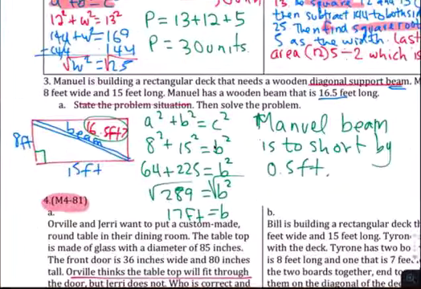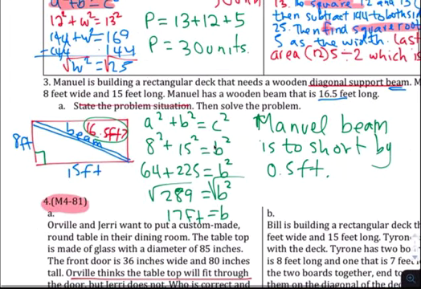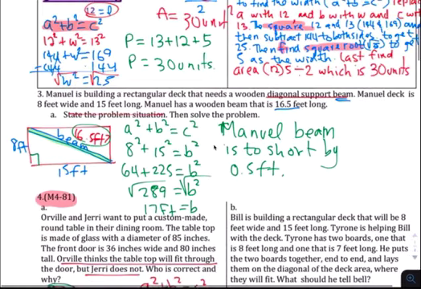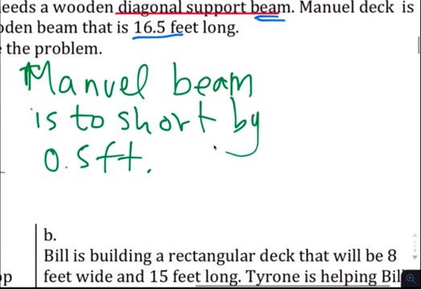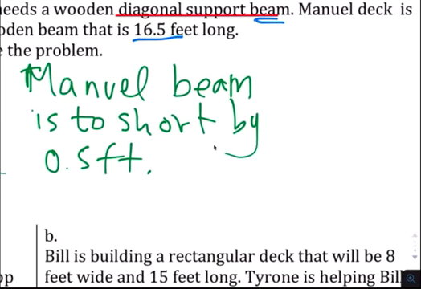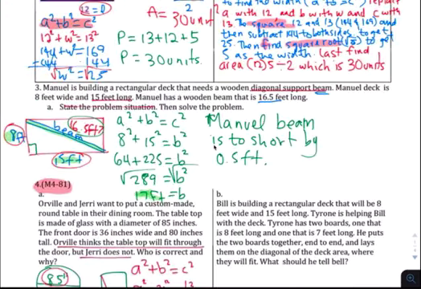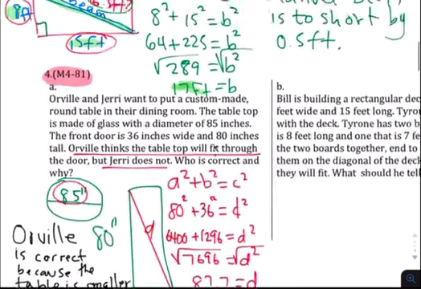It's a deck. He wants a diagonal beam put in here, and the deck is 8 feet wide by 15 feet long. Label that there. Then you need to do Pythagorean Theorem, and you get 17. Well, he has a 16.5 foot beam. If that's the case, Manuel's beam is too short by 0.5 feet. 16.5 is not long enough for 17. Okay, and then number 3, same thing.